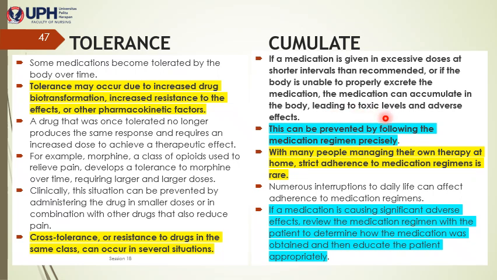Cumulation is when a medication is given in an excessive dose inside the body, and it can lead to a toxic level and also adverse effects. This can be prevented by following the medication regimen precisely. So we help our patients to have strict adherence to the medication regimen. But when they are doing their own therapy at home, sometimes it won't be as strict as what we hoped for. That's why it can cause what we call significant adverse effects, and we have to educate the patients on what to do when it happens.